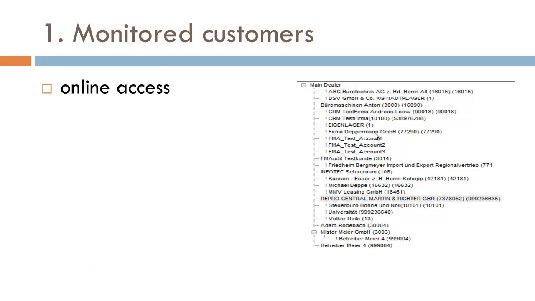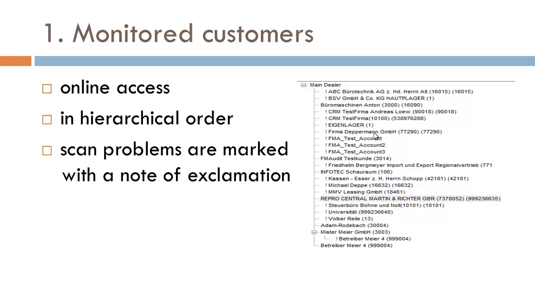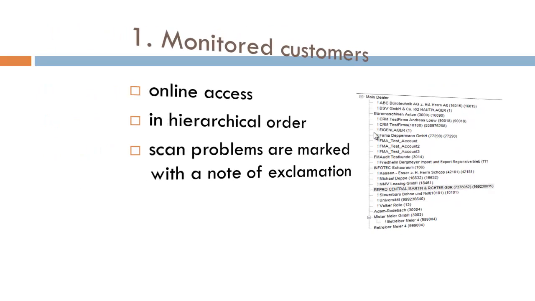Okay, that was only a short look at monitoring the customer, the first part. We have the online access to the data. It's in hierarchical order. You can see that scan problems are marked with an exclamation mark at the beginning.